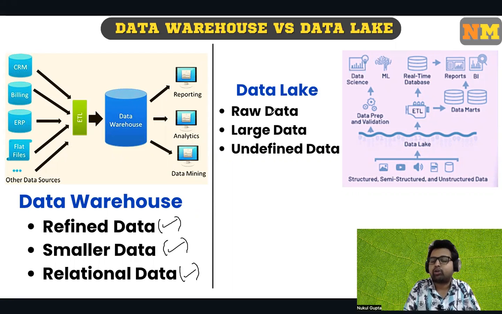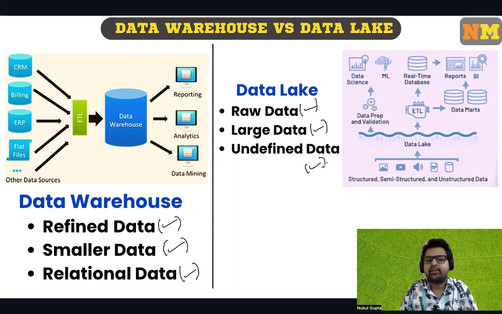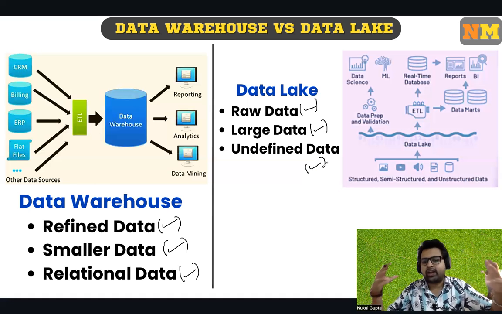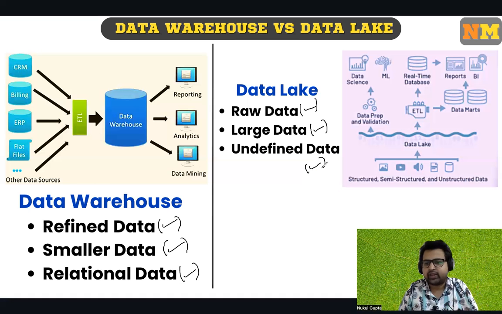But if I talk about a data lake, it will be raw data. It can be any data: structured, unstructured, semi-structured, real-time data. All the data is supported, large data and undefined data. Unstructured data is a sort of undefined data. So this is the basic difference between a data warehouse and a data lake. And hence data lake supports more data. It is very clear to us.